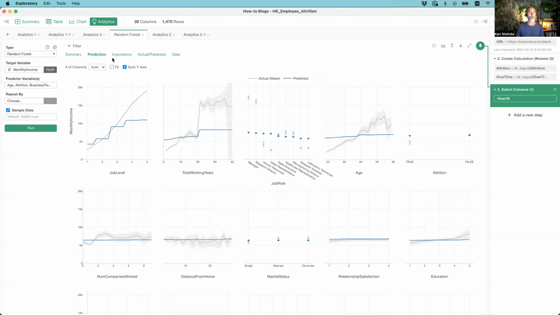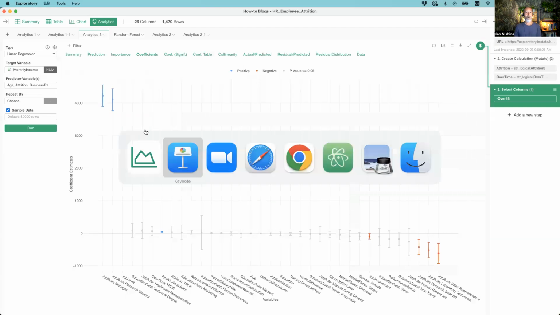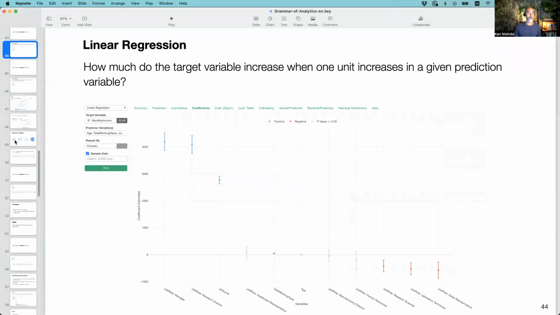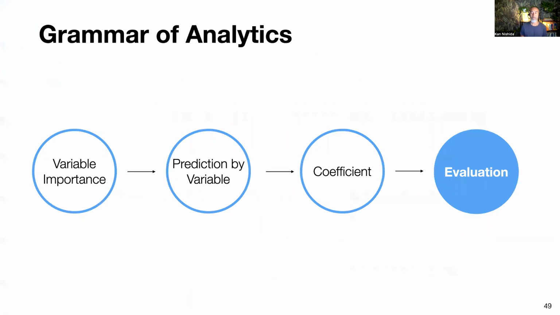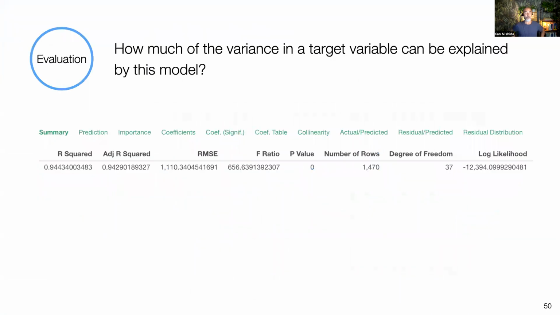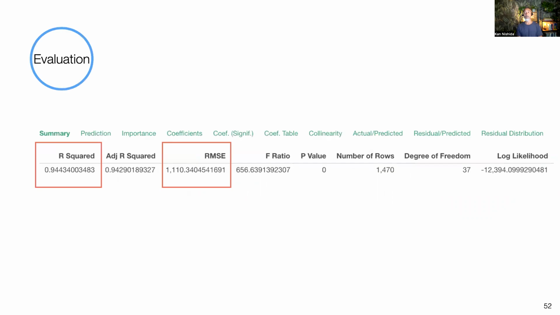So we don't have the coefficient, but we can get similar information. Okay, let's go back to logistic regression, linear regression. There's one last part of the grammar of analytics, which is evaluation. You want to go to the summary, and this is where you see, if you use this model to predict, what the result would be. There are two types of data types we're talking about here. One is a numerical data type, in this case the salary, right? So you want to pay attention to these two.